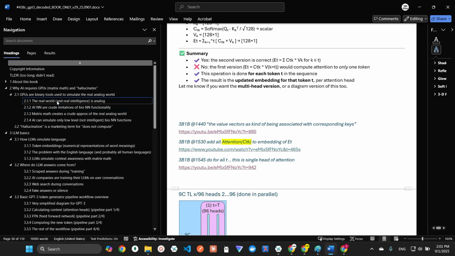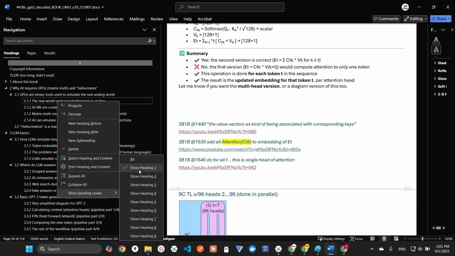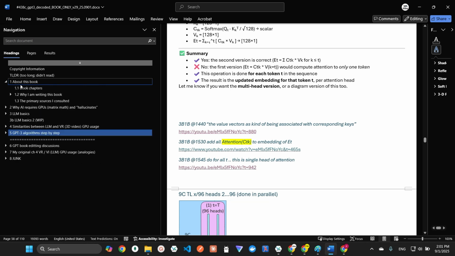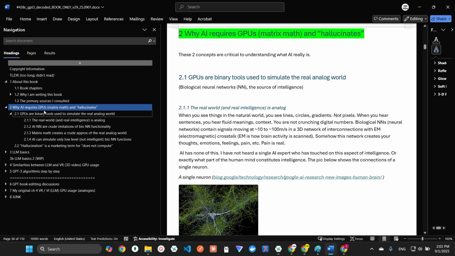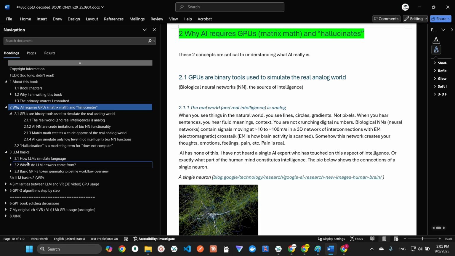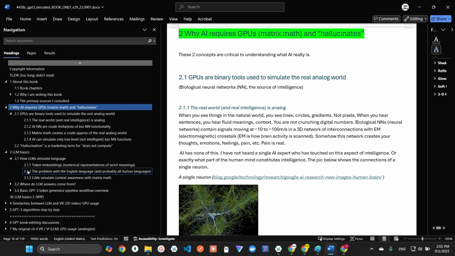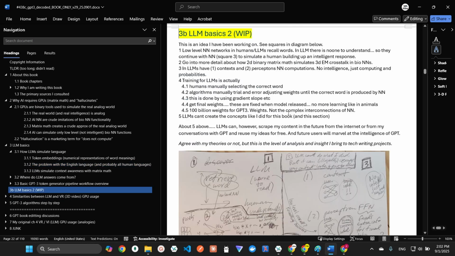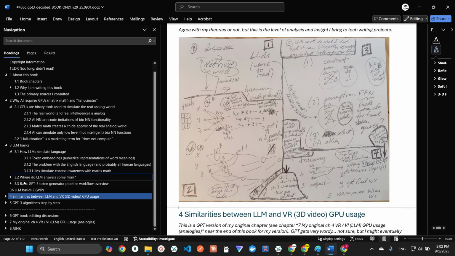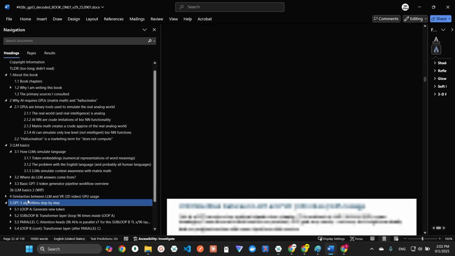And if you look at the other chapters in this book, I go through and describe why AI requires GPUs. Like, why do you have to have a GPU? I talk about the basics of LLMs, how they simulate language. Then I have some more detailed information I want to talk about in the future. This chapter, I haven't got around to it yet.